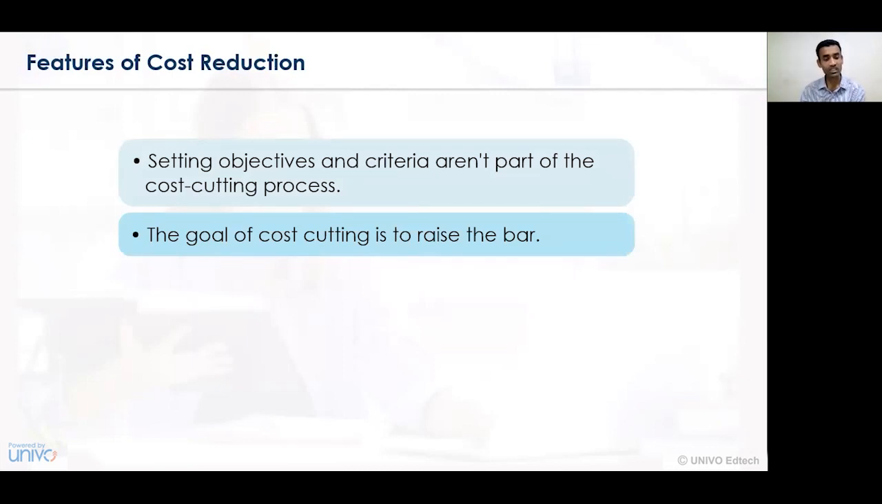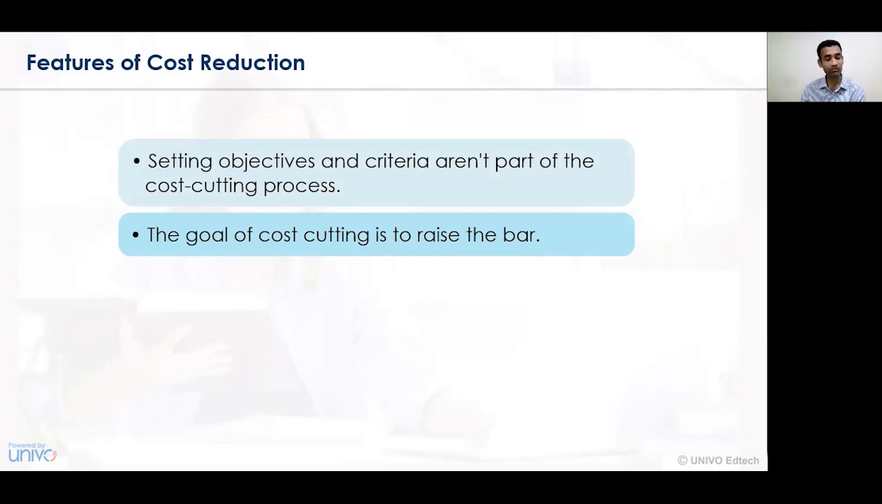The goal of cost cutting is to raise the bar. So the aim of cost cutting is always to raise the bar at which we can have control on all the costs that have been incurred, that is, the direct cost, prime cost, factory cost, office costs, selling and distribution cost, and so on. We have to increase the profit percentage ratio, the margin of profits, and the earnings that the organization is looking for.